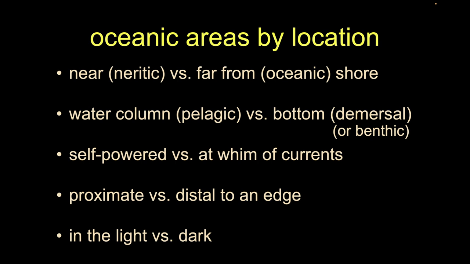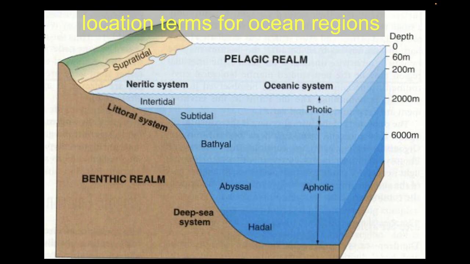Okay, so those are the things, and then let's look at how the terms apply. Again, this cartoon is exaggerated for purposes of what we're talking about here. On the left we have the land, and on the right we have the ocean basin, and we're going down into the ocean. Okay, we'll start here. We have the stuff near the land, right near the edges, which is neritic. We have stuff that's far out in the ocean, which is in the pelagic realm. And then you'll sometimes hear these terms.